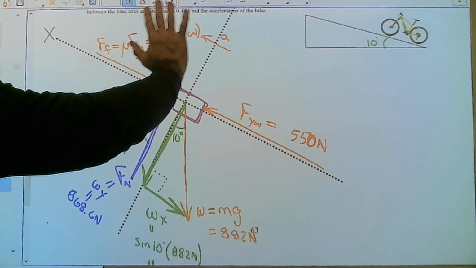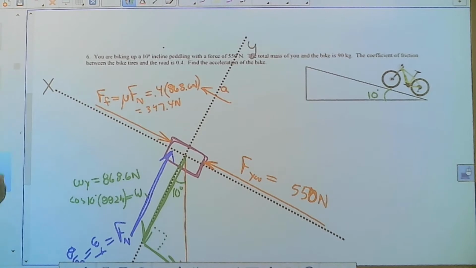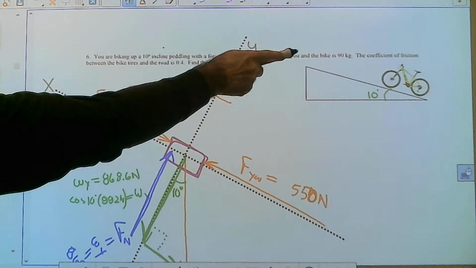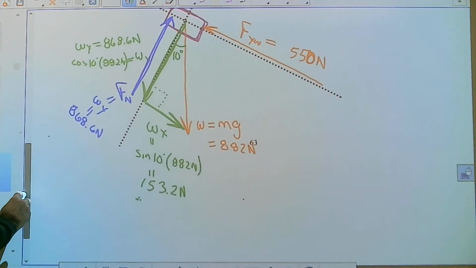I now have all my forces solved for. All the values are on there, with all the proper units. I do one last look, make sure I didn't forget any forces. Nope, I think I got everything on there. We are good to go.